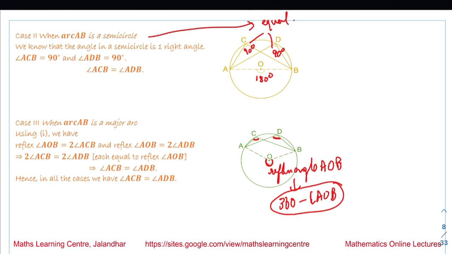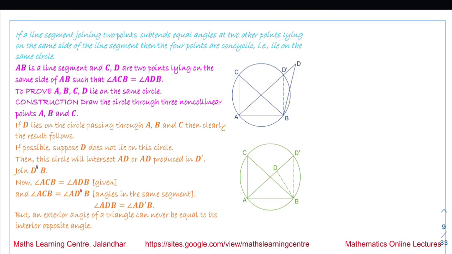Now in this question it is given that a line segment AB is there on this circle. This line segment AB subtends equal angles at two other points lying on the same side of the line segment. We are saying this is the point C, it is subtending some angle, and there is some point D and it is subtending some angle over here, and we have to prove that the points A, B, C, D are concyclic. Concyclic means they lie on a circle.